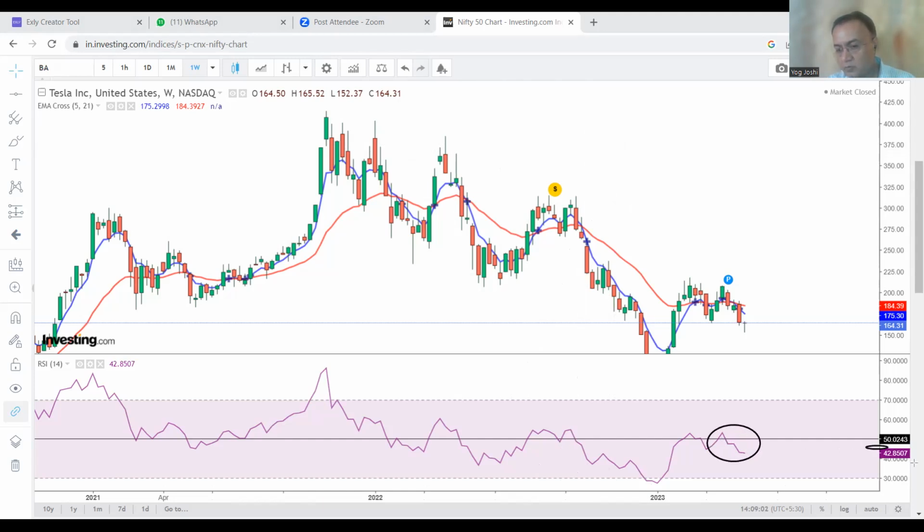RSI is currently at 42. Second, the candle is a pin candle, which we can say is an indecision candle. But whatever the candle, indecision, bullish or bearish, the current closing of the candle is clear: it is below the 5 and 21 EMA, weekly and monthly exponential averages. So it clearly indicates that this is in a bearish scenario, and this is the probable support. Tesla might bounce back from this area.